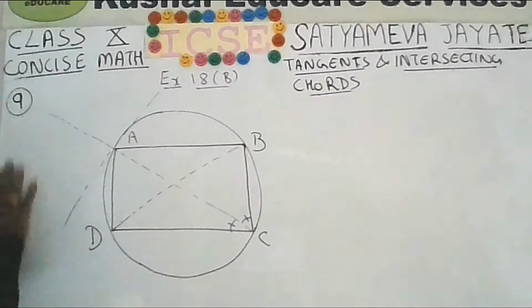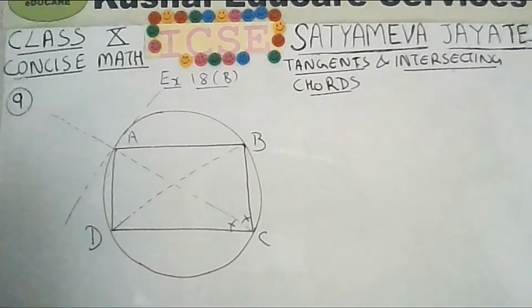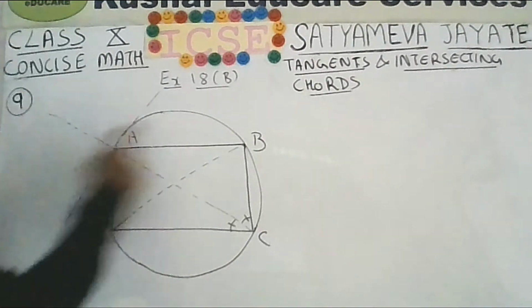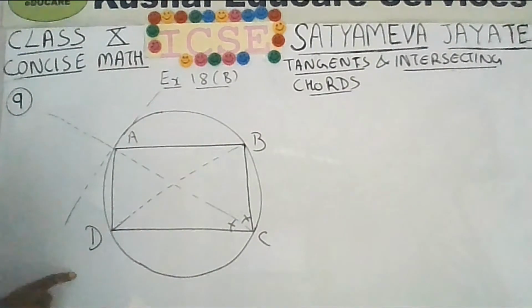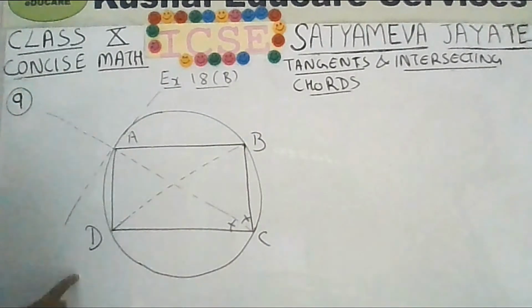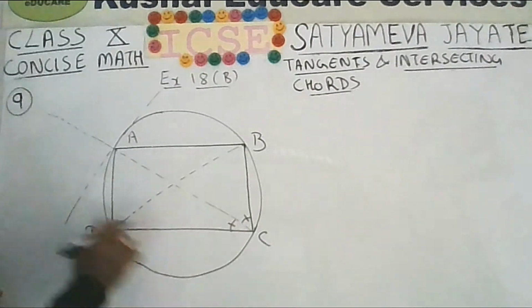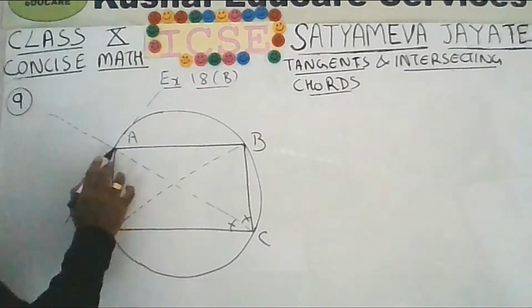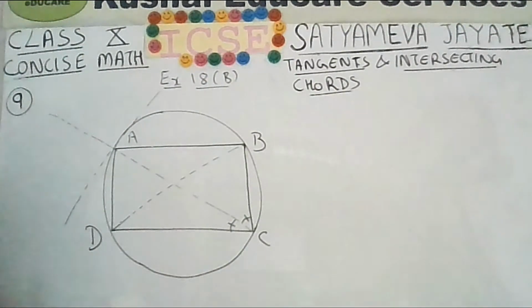So problem number 9 is straightforward. They have not given the figure, so you have to draw the figure. Now ABCD is a cyclic quadrilateral, and diagonal AC is the bisector of angle BCD. So if AC is the bisector, it means that these two angles will be equal. These two, meaning angle ACD will be equal to angle ACB.